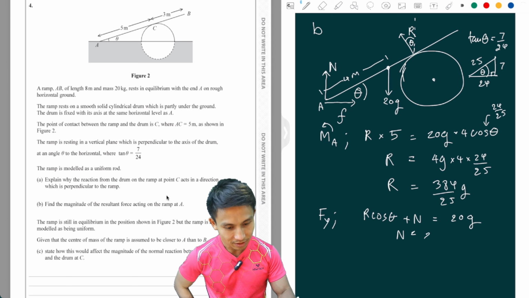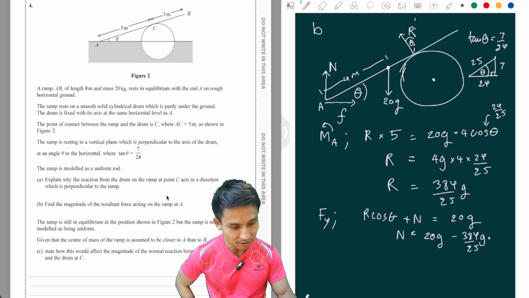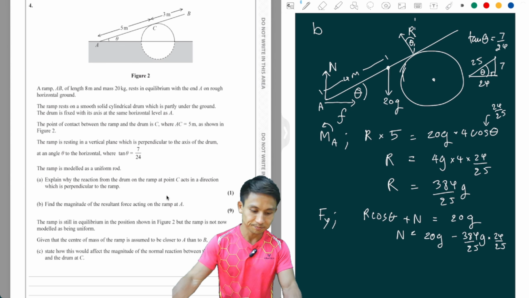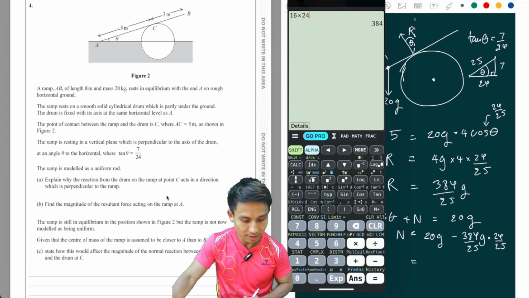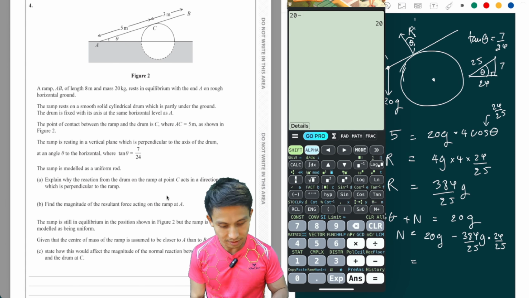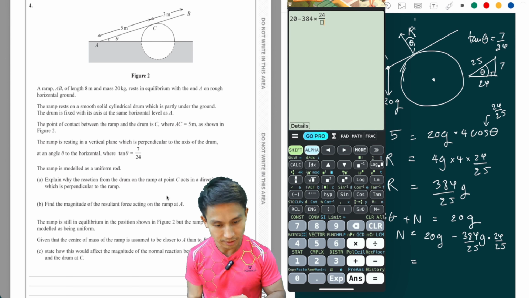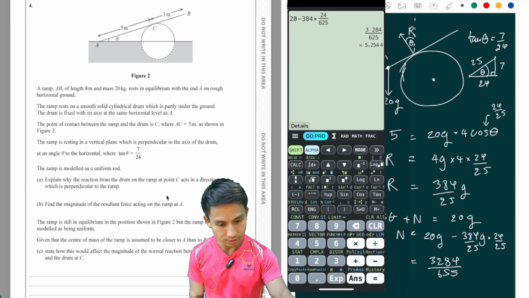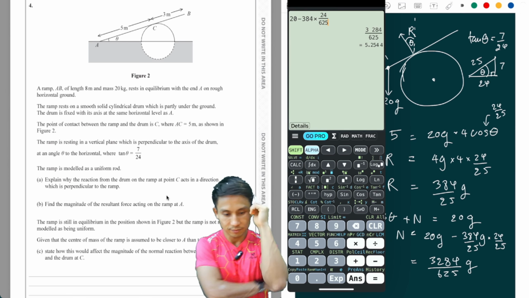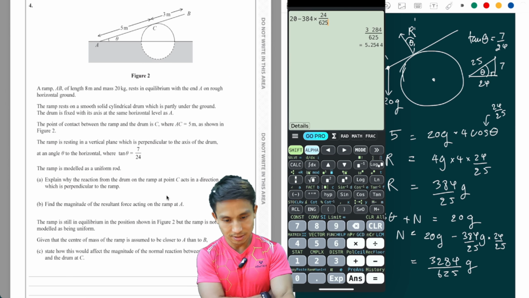Okay, so R is already that, and we already know cos theta, so we know N here. So N is going to be 20g, yeah, minus R, which is 384 over 25 g, times cos theta, which is 24 over 25. Again, that's a huge number. Okay, so N will be 20 minus 384 times 24 over 625 g, right. Okay, that's a horrible number. Hang on, sorry, it's 625 here. Okay, at least it's not negative.